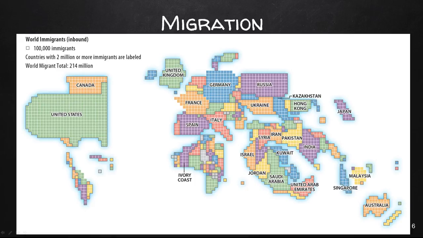Again, this is a cartogram, but this one shows the number of inbound immigrants. And here we can see the United States, Germany, and Russia appear to have many immigrants. Again, why do you think this might be the case? Why are so many people going to these countries?